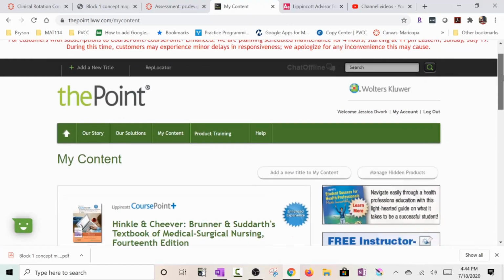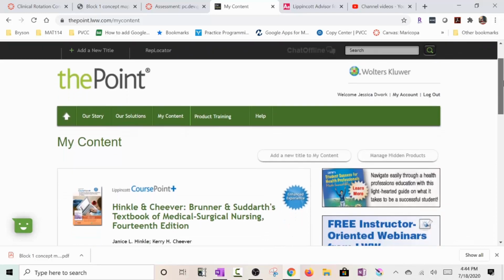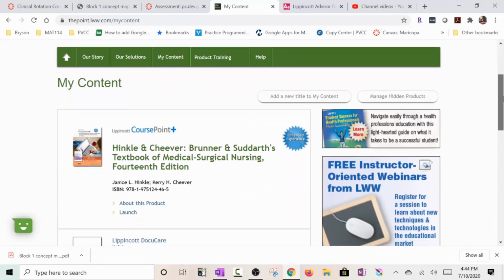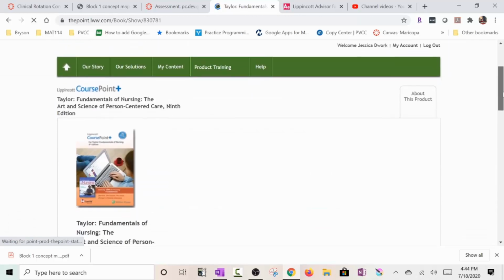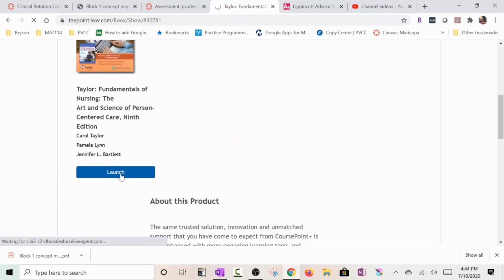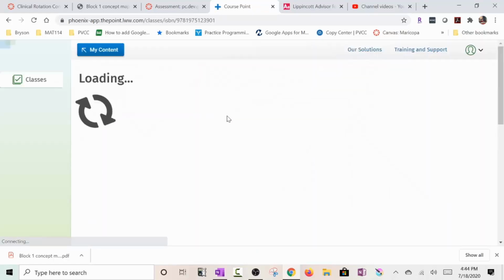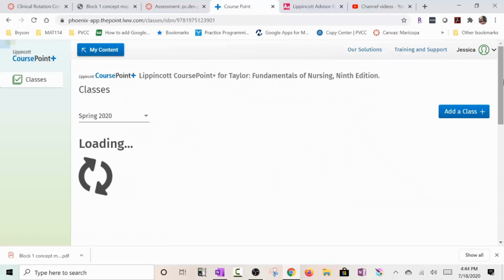Oh, so what you do is you sign into Lippincott. Okay, then here's your content. You can actually sign into any book, but I think just to be safe, we'll sign into our fundamentals book, which you guys have been using. And what you're going to do is you're going to hit launch here. And it's going to open it into our Lippincott book.